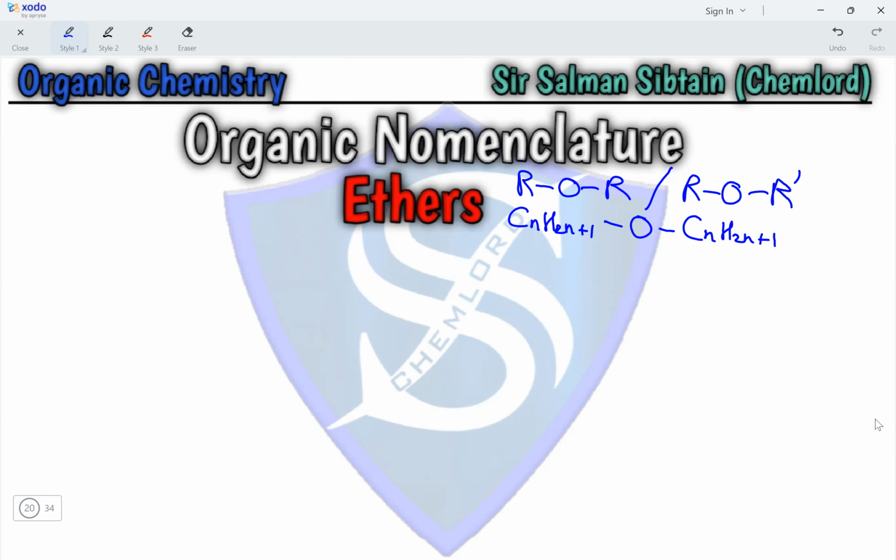In order to name the ether, the shorter carbon chain is considered the substituent group and the longer carbon chain is considered the parent alkane. In the following examples, we can have both R groups having the same length and both R groups having different lengths.